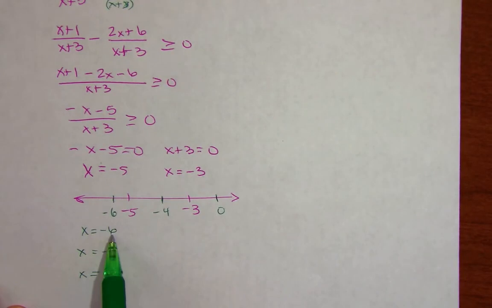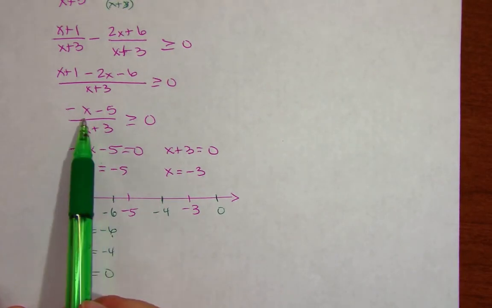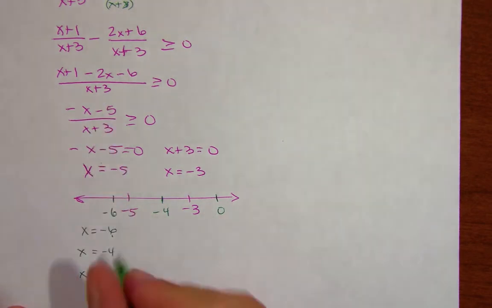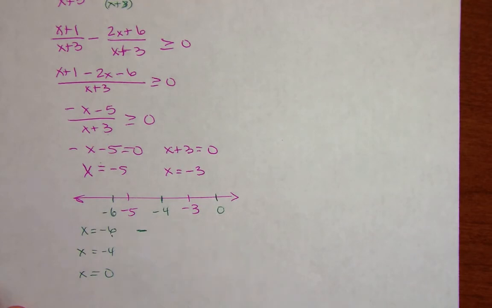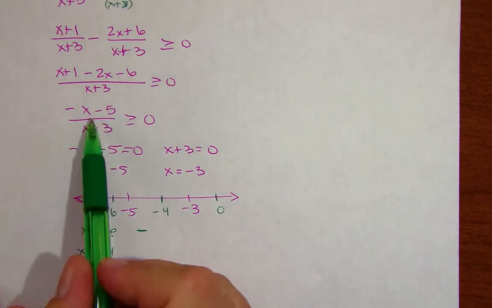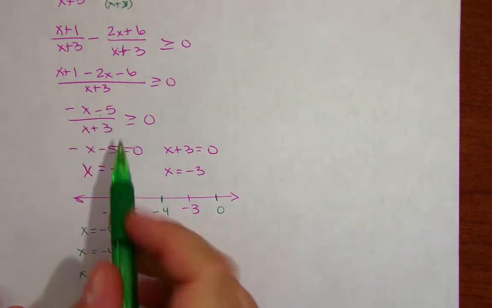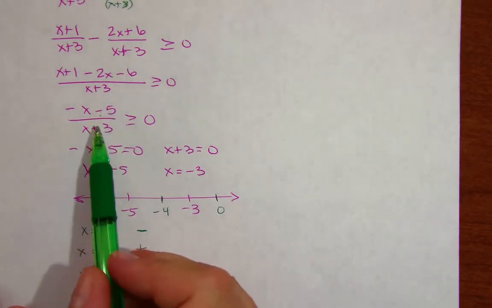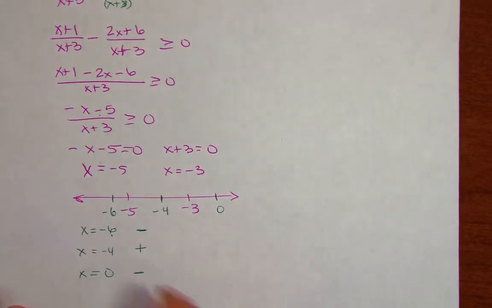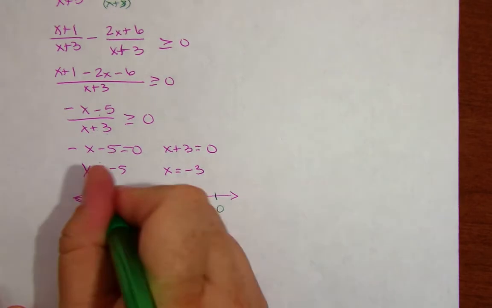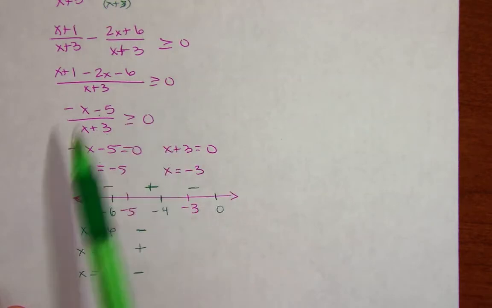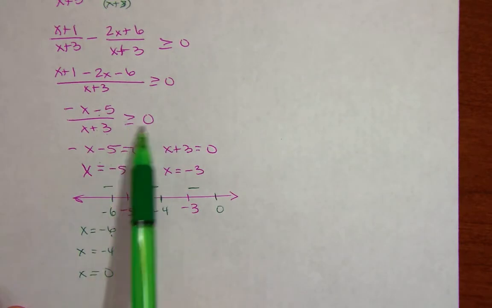So plugging in -6, let's see here. -6 is going to give me something positive on top and something negative on bottom. A positive divided by a negative is going to be a negative. Plugging in -4 is going to give me negative on top and negative on bottom. A negative divided by a negative is a positive. And plugging in 0 is going to be negative divided by a positive, and that's negative. So we have negative, positive, negative, and I want where my function is greater than or equal to 0.